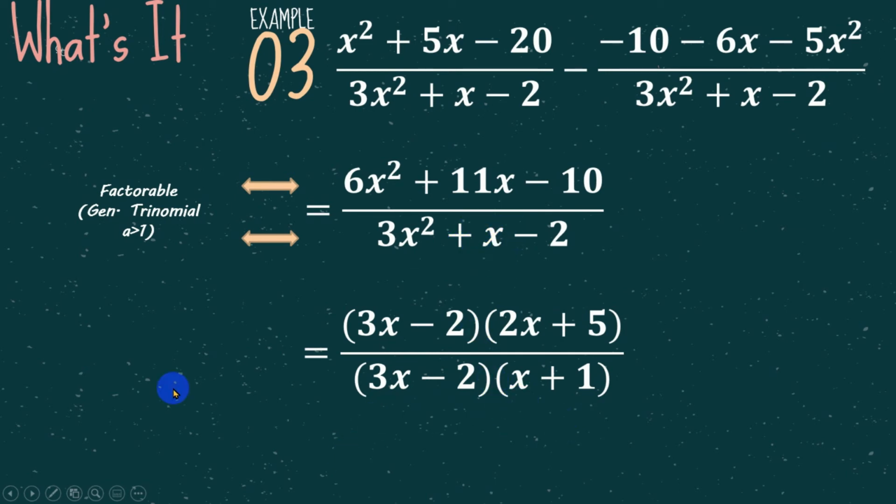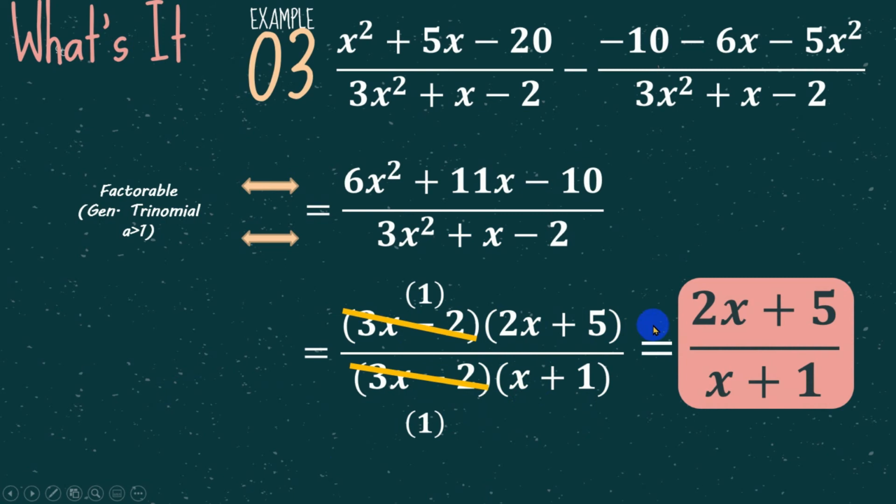So, ito po yun. Now, we can cross-cancel the common factor, that is 3x minus 2. That will become 1. Then, the remaining factors are 1 times 2x plus 5 and 1 times x plus 1. So, the answer is 2x plus 5 over x plus 1. Okay, so this is our final answer for example number 3.